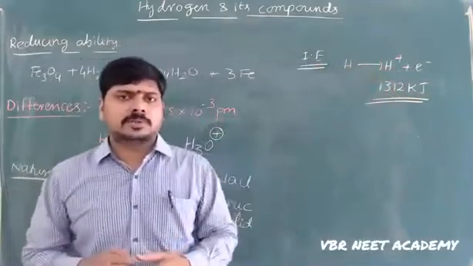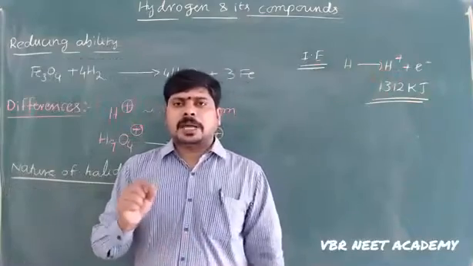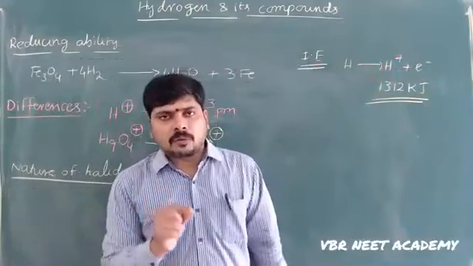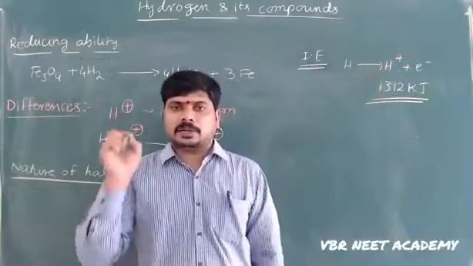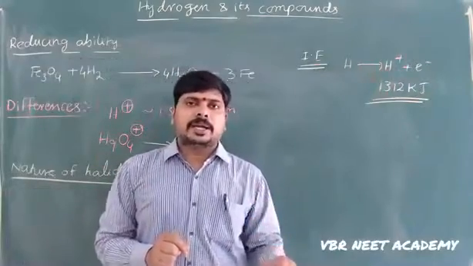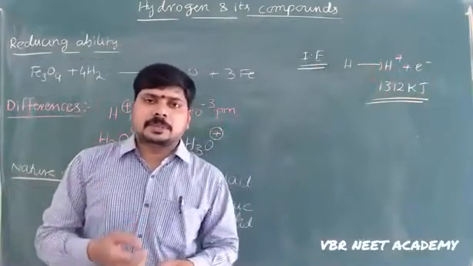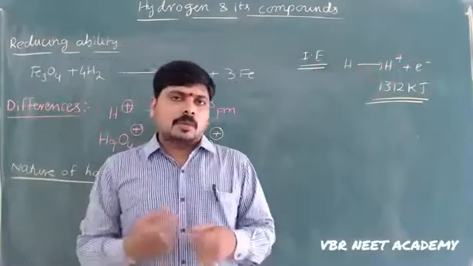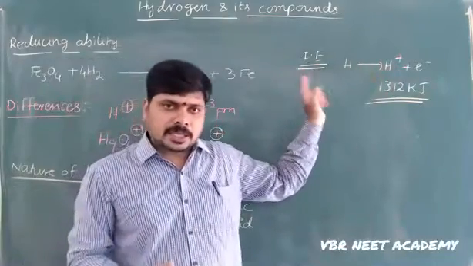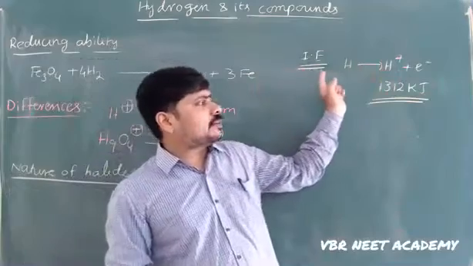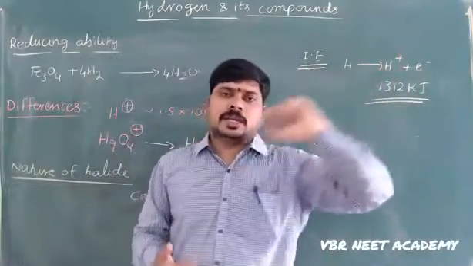I think everyone knows the definition of ionization enthalpy. What is ionization enthalpy? It is the minimum amount of energy required to remove the most loosely bound electron from its isolated gaseous atomic state. The energy we supply to remove that electron is called ionization enthalpy. The ionization enthalpy required for hydrogen is 1312 kilojoules of energy.